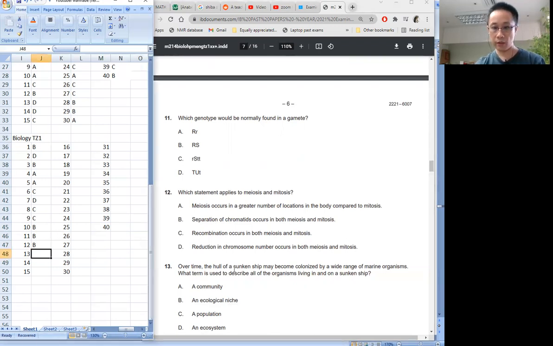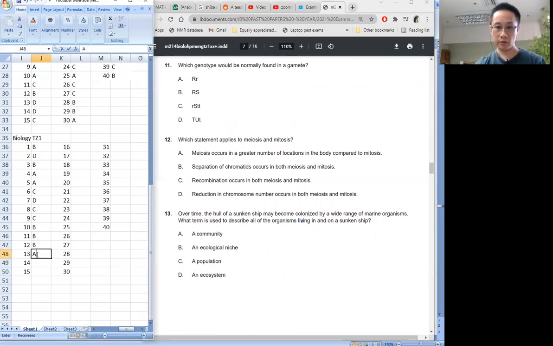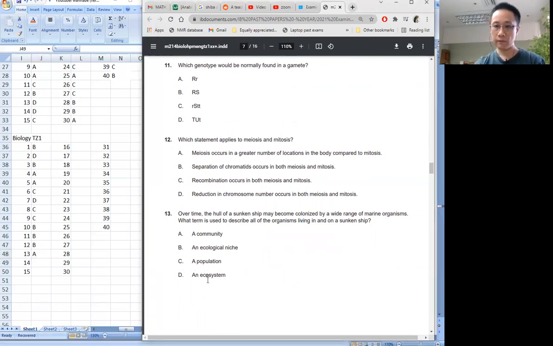B. 13, over time, the hull of a sunken ship may become colonized by a wide range of marine organisms. What term is used to describe all the organisms living on a sunken ship? I would say that's just the organisms, so without the environment, so that should be just the community. And they say it's a wide range of marine organisms as opposed to a single species.